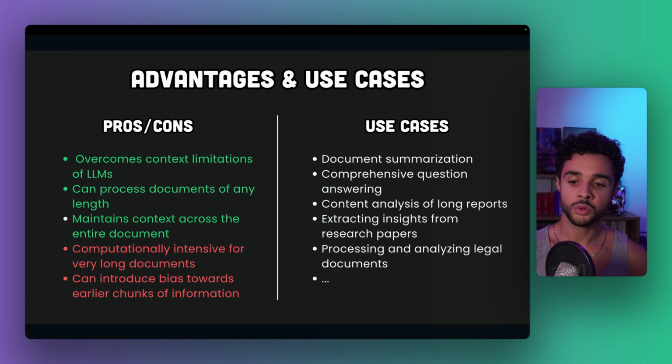However, it's computationally intensive for very long documents, because on the contrary of the MapReduce, where you can parallelize the map step, with refine and the recursion, you need to process every chunk one after the other, so it can take a lot of time. Also, it can introduce a bias towards earlier chunks of information. Indeed, the model might generate a first answer and then be wary of integrating new information to the answer. It's a problem I encountered sometimes with this technique.